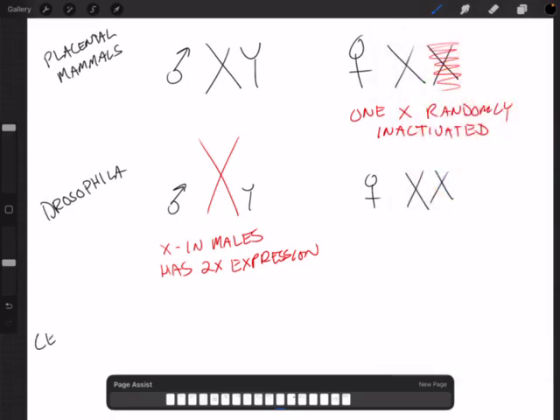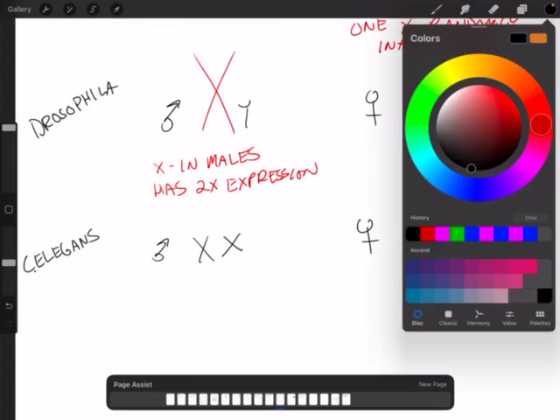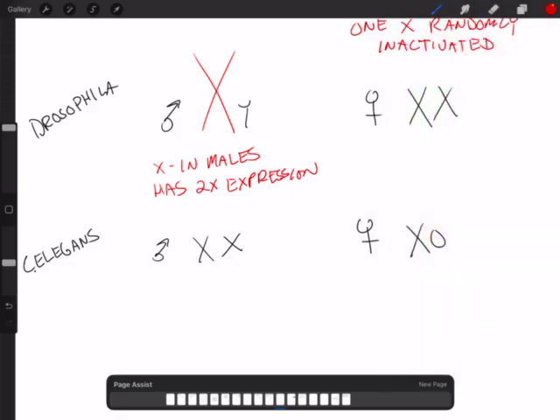In C. elegans, which is a nematode worm, the males have 2 X chromosomes. The females have an XO system. So the females only have 1 X chromosome. They don't bother with the Y. The males have 2 X. They have a situation where, to compensate, there is a 50% reduction in both X chromosome gene expression.